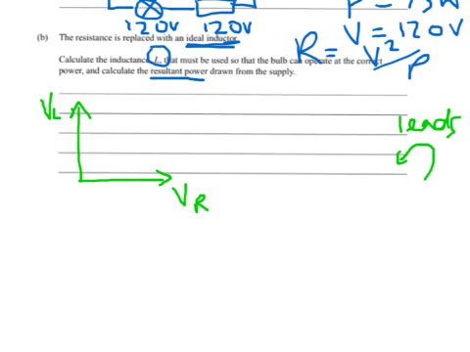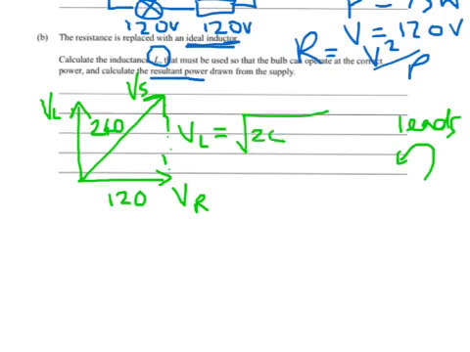Now what this means is when these two combine, it's going to produce a supply voltage here, Vs. And we know that the supply voltage is 240 volts RMS. We know that the resistance voltage has to be 120 volts RMS, so that tells us we can calculate what VL will be. It's going to be the square root of 240 squared minus 120 squared. And that works out a little over 200 volts. So, how does that help us? That gives us one really important piece of information for calculating a little bit later.